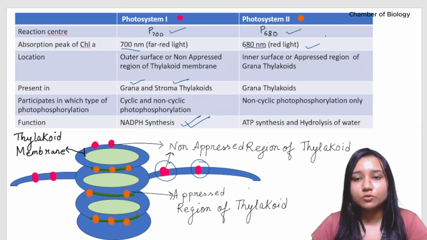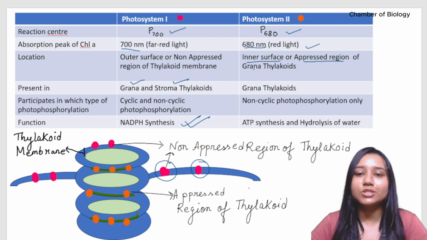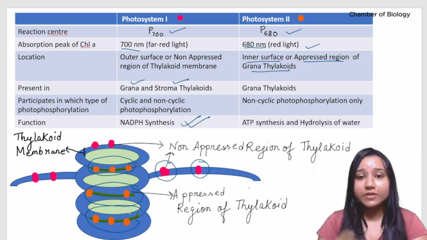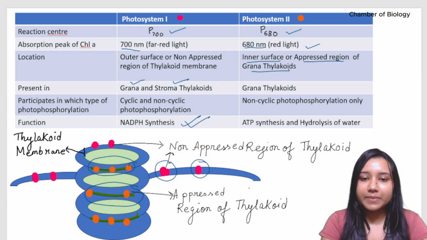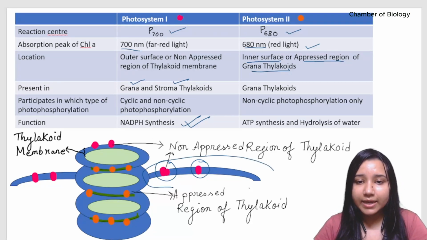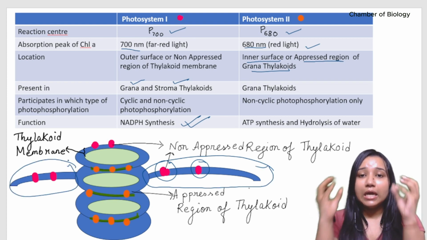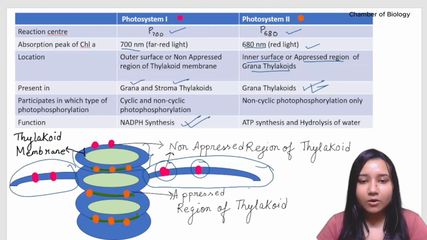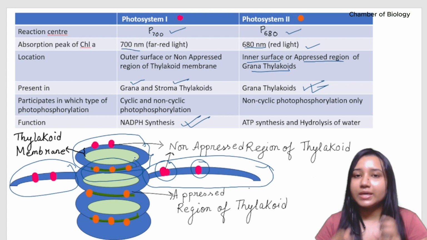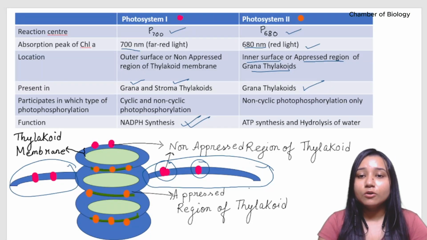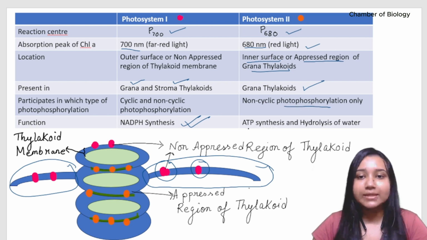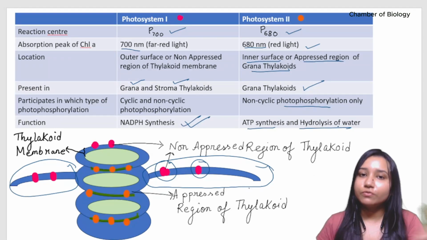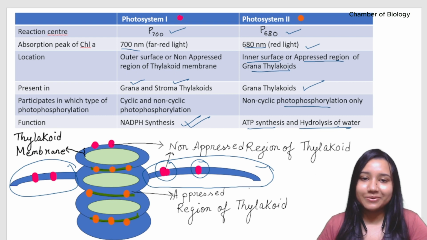Photosystem 2 is present in the inner surface, or the appressed region, of the grana thylakoid. As I was telling, these are the appressed regions. These are not the outer surface, rather they are the inner surface. But is the appressed region present in our stroma thylakoid? These are both stroma thylakoid. Do they have any inner surface or appressed region? No. So it is only present in our grana thylakoids, on the inner surface. It participates in non-cyclic photophosphorylation, and it also helps in ATP synthesis and hydrolysis of water. How this mechanism of non-cyclic and cyclic photophosphorylation takes place, we will learn in the next class.